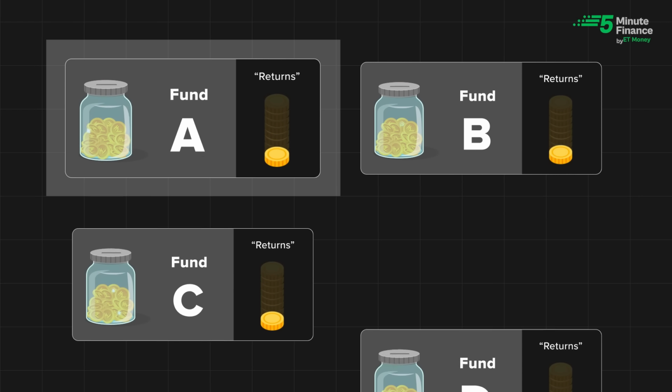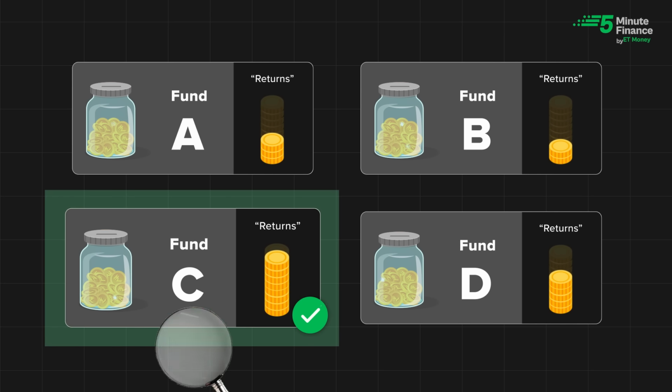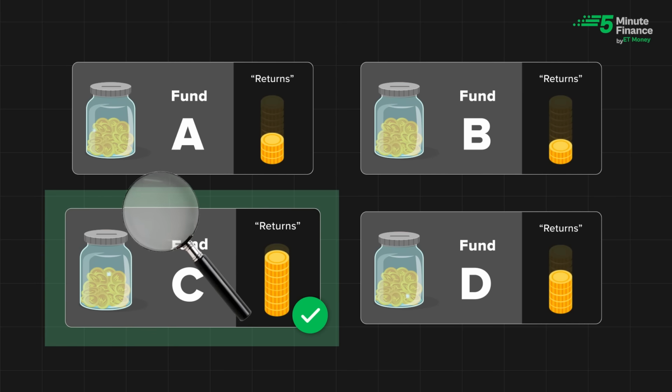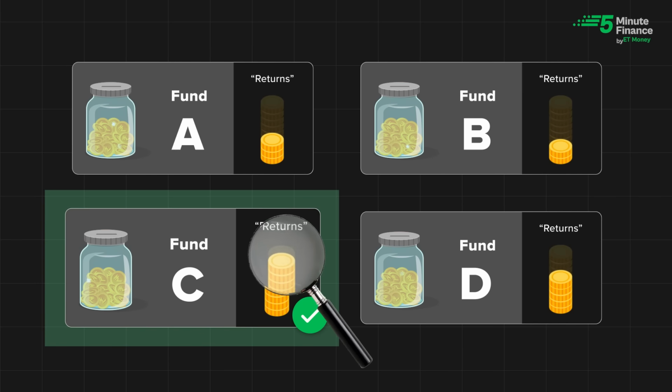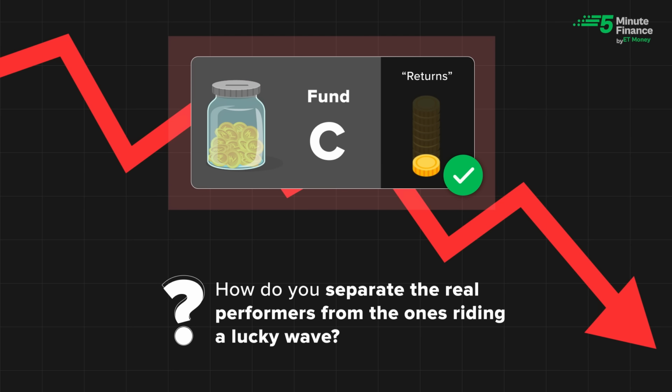Investing in a mutual fund isn't just about picking one with the highest past returns. It's about knowing how to analyze it properly. Otherwise, you might end up with a fund that looks great today but struggles when the market turns. So, how do you separate the real performers from the ones riding a lucky wave?